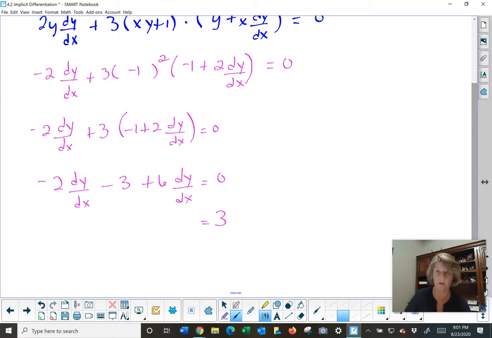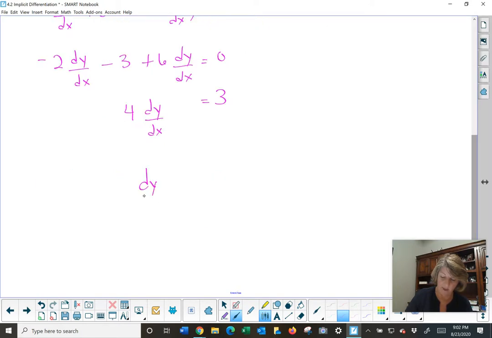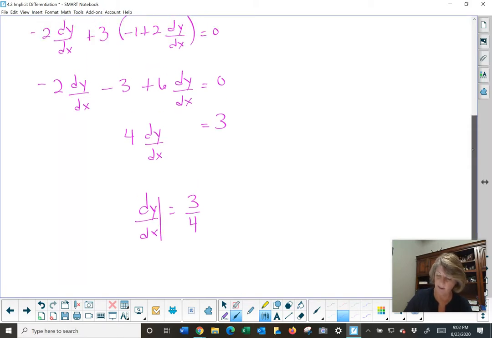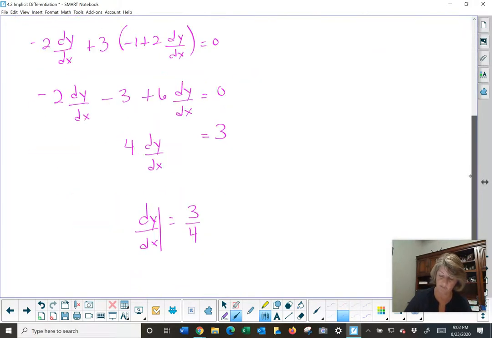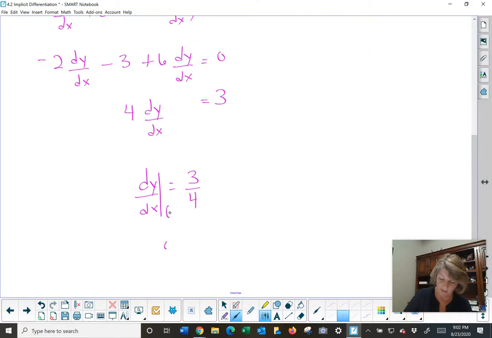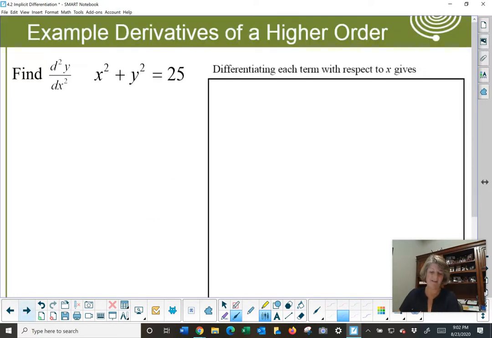The negative 3 will come over as a positive 3 to the right. Negative 2 plus 6 gives me 4 dy dx, and I'm going to have dy dx equals 3/4. This was evaluated at a point, and it was 2, negative 1. So I'm going to include that information with that evaluation symbol. All right. That was a fun one.